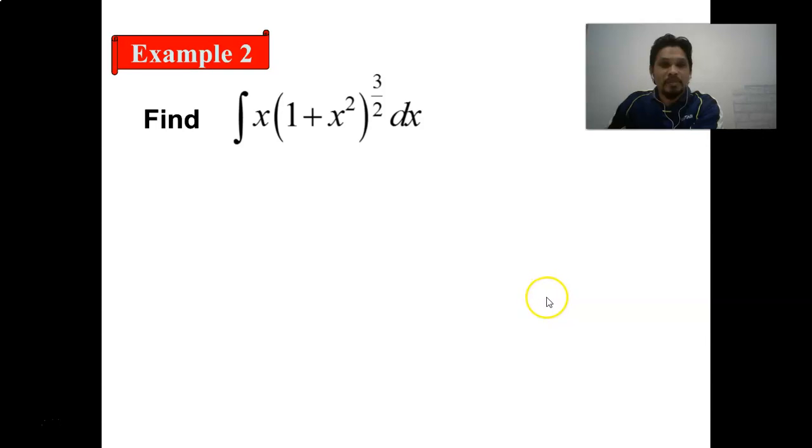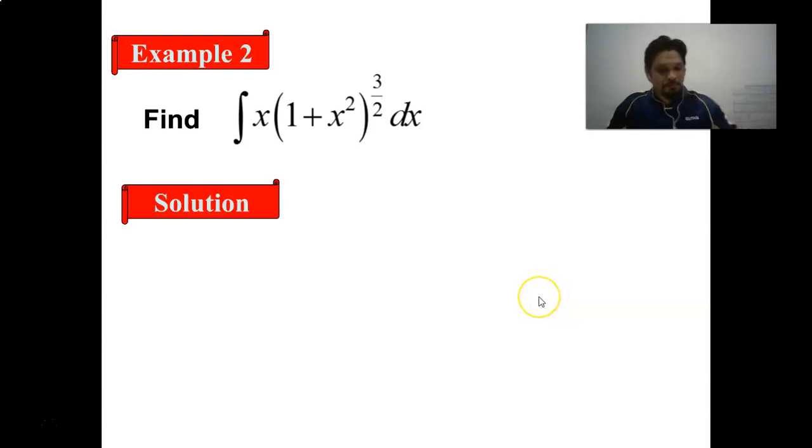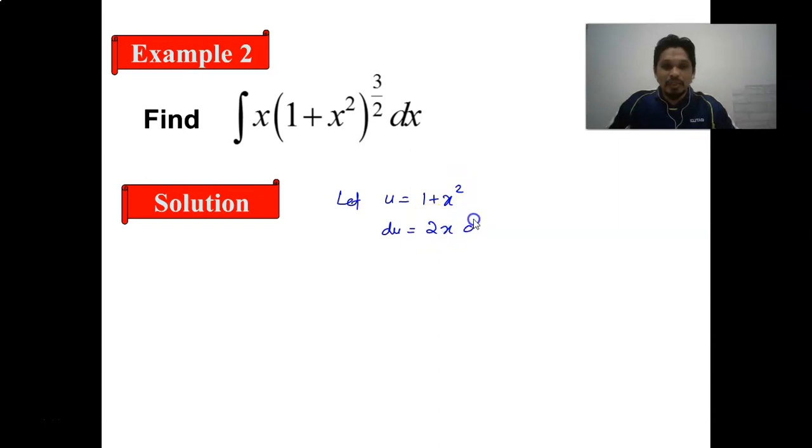Next, find the integral of this one. Let u equal to 1 plus x squared. Then du equals the derivative of 1, which is 0, plus the derivative of x squared, which is 2x dx. So the integral of the question is x times (1 plus x squared) to the power of 3 over 2 dx.